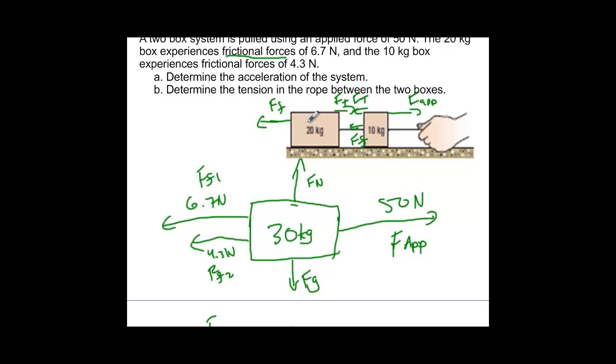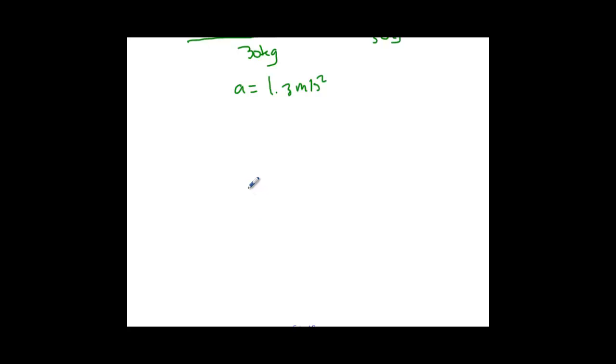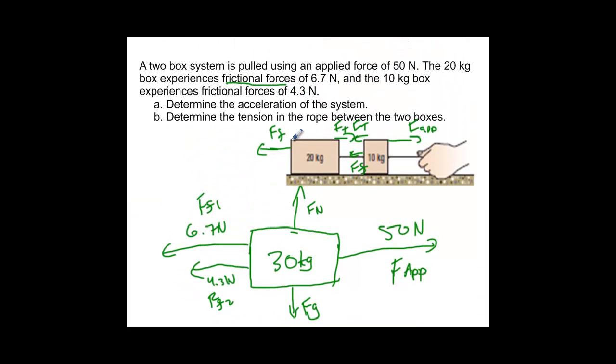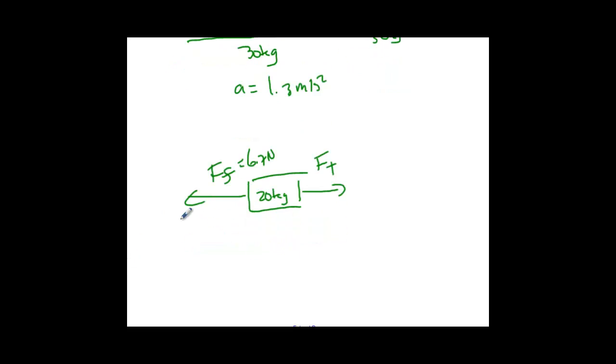Probably the easier of the two ways is to work with the 20 kilogram box. If I were to draw just a quick free body diagram, there's a 20 kilogram box which has tension pulling it this way, which has friction pulling it back this way. The frictional force, I've got to make sure I get this one right. The frictional force for the 20 kilogram box was 6.7 newtons.